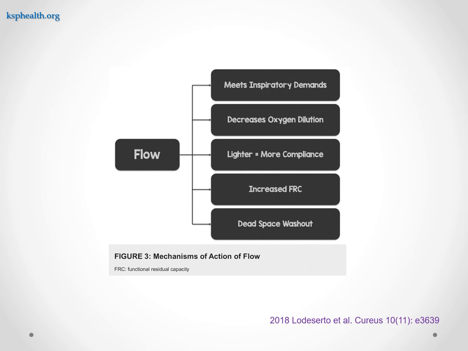What are the other mechanisms of action of high flow nasal cannula? Number one, it meets inspiratory demands, because inspiratory demands, even in normal healthy volunteers, are 30 to 60 liters per minute. Number two, it decreases oxygen dilution, as was explained in those previous 3 slides. And lighter, because it is just a nasal cannula. Even with the nasal cannula, children do not like it, but it's much better than having a mask over the face. It increases the functional residual capacity. And finally, it causes dead space washout.